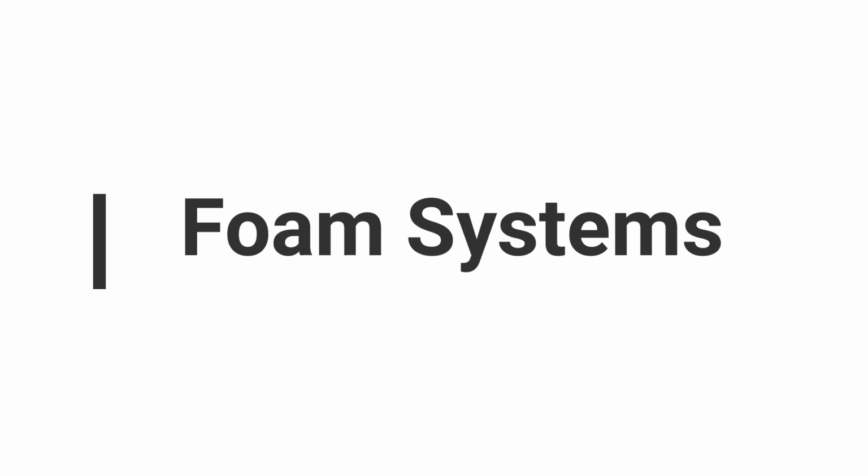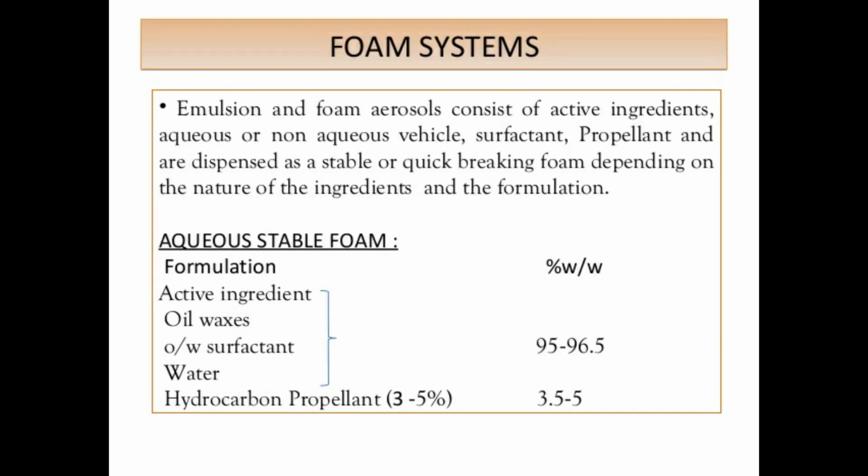Next system is foam systems. Here the emulsion and foam aerosols consist of active ingredients, aqueous or non-aqueous vehicle, surfactant, and propellant, and are dispensed as a stable or quick breaking foam depending on the nature of the ingredients and the formulation. In foam systems, previously we discussed four types: aqueous stable foams, non-aqueous stable foams, quick breaking foams, and thermal foams. First of all, we will discuss aqueous stable foam.